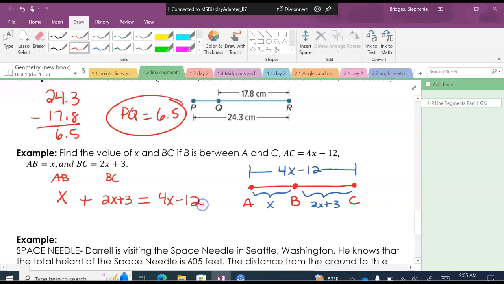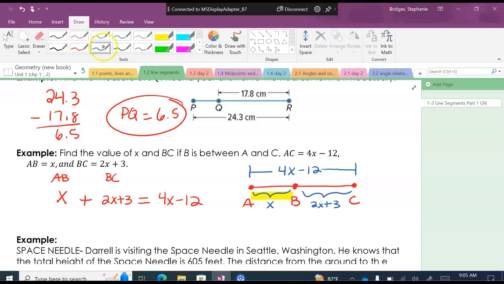4x minus 12. Okay, does everybody kind of understand that? I take the little segment. Let me see, my highlighter helps. AB, okay, that's the little segment. And then I take the other small segment, BC, which is 2x plus 3, and that is going to equal the whole segment, which is the 4x minus 12. Does that make a little bit of sense? All right. Now, let me erase my highlighters so that I can solve this equation.